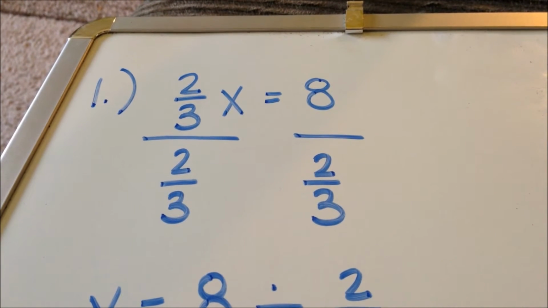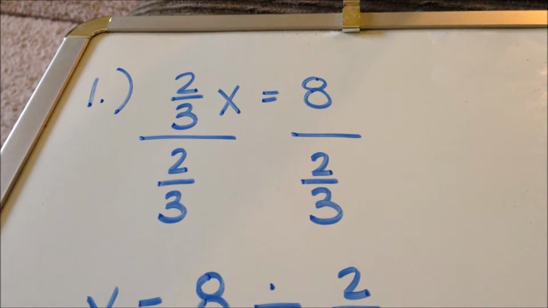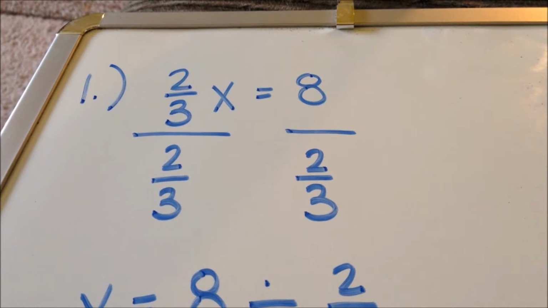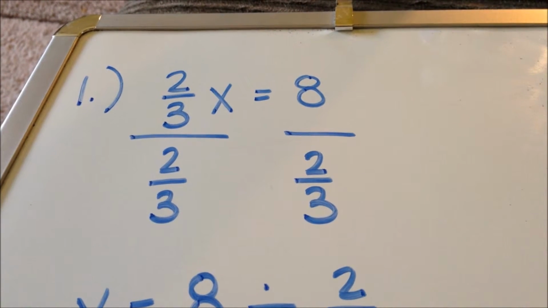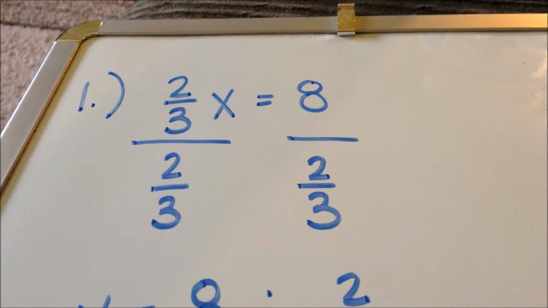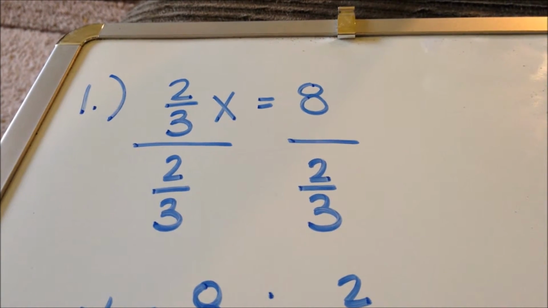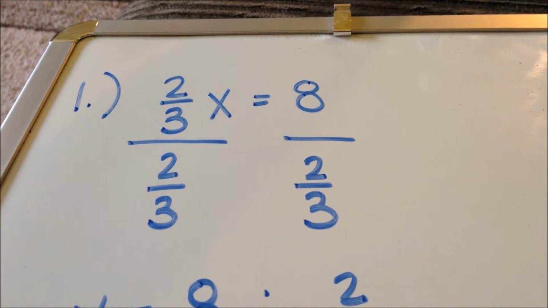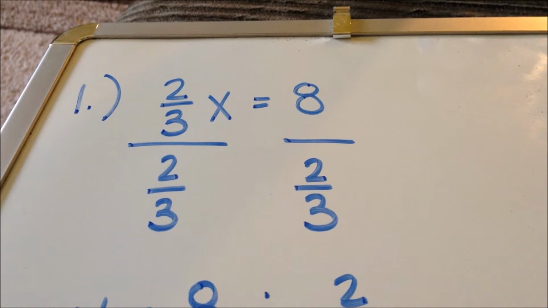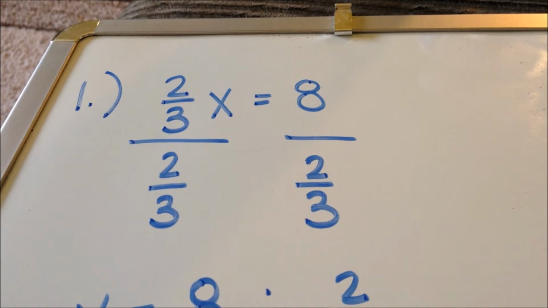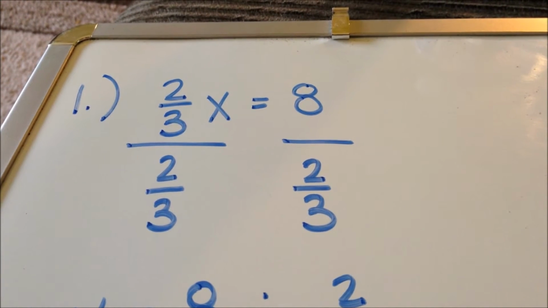Number 1, 2/3 x equals 8. 2/3 is attached to x through multiplication. So to get rid of the 2/3, we have to do the opposite operation. The opposite operation of multiplication is division. So what we're going to do is divide both sides of the equation by 2/3. The 2/3 over 2/3 cancels out or just gives you 1.